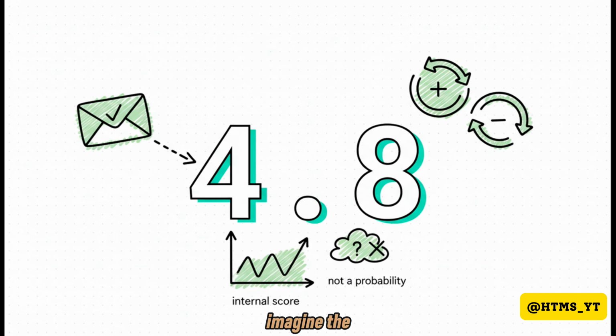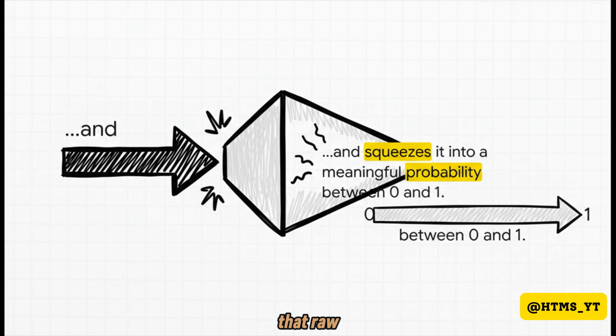So, imagine the model chews through all that data and spits out a number. Let's say 4.8. Now, what on earth does 4.8 even mean? Well, on its own, not much. It's not a percentage, it's not a probability, it's just a raw score based on the evidence. But then we take that raw, kind of meaningless score and we feed it into our magic sigmoid function. And this is where the transformation happens. The function takes that 4.8 and just squeezes it into that nice, clean range between 0 and 1.